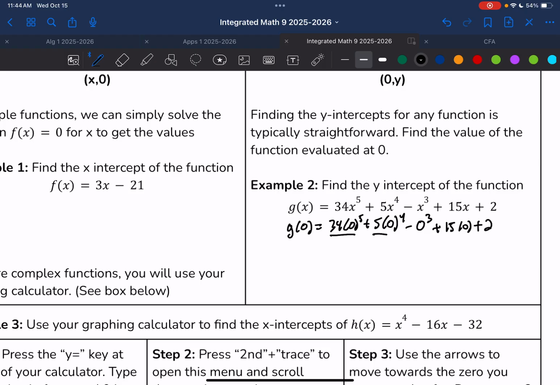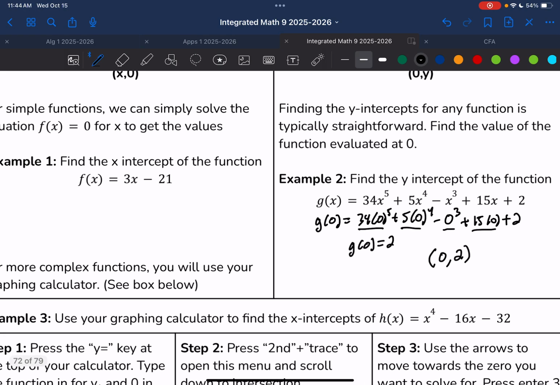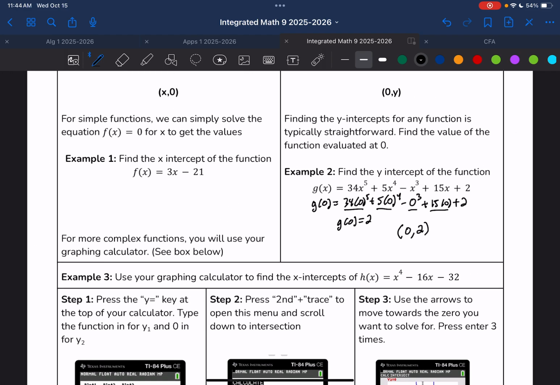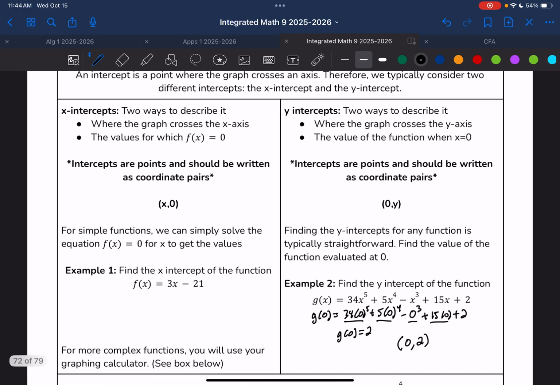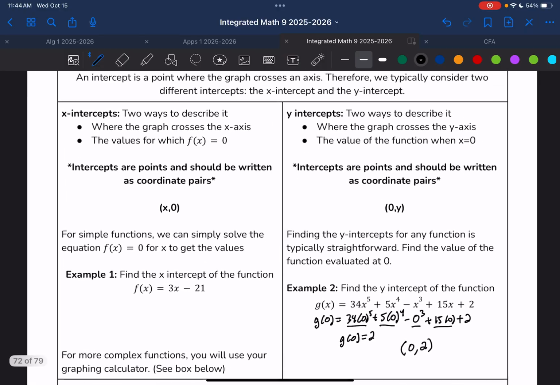Every term here has a 0 being multiplied, so all of those are going to cancel out, and we're just going to be left with g of 0 is equal to 2, meaning that our y-intercept is going to be at the point (0, 2), right? We're talking about points, so we want to write it as a coordinate pair, but it occurs when x is 0 and whatever the value of y is associated with that x value, so in this case 2. So y-intercepts, those are generally the easy ones to find.